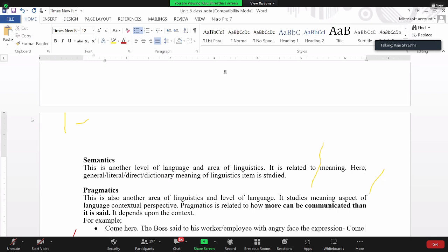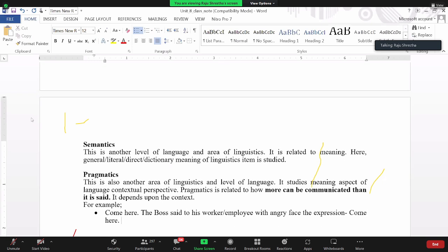What happens with "come here"? The general meaning is "come here", but "come here" said with an angry face has a different kind of meaning. The angry face is the context. He probably wouldn't just say "come here"; he might want to convey more meaning. So this is what more can be communicated than is said. This is the area of pragmatics. Context determines the meaning, what the speaker wants to say.